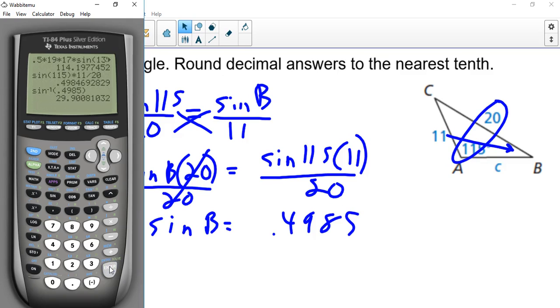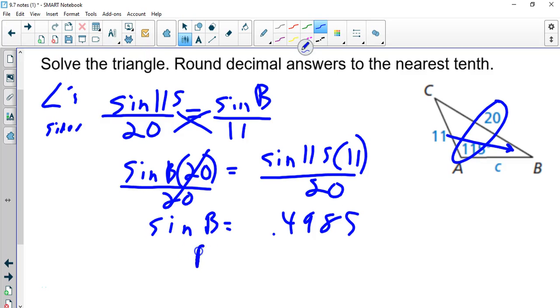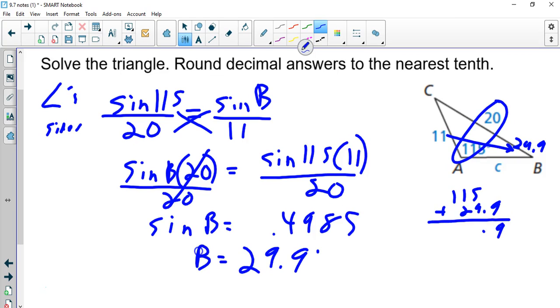And it says round to the nearest tenth. So B is 29.9 degrees. That's this angle right here. Okay? Well, we can find C now, because if we add 115 plus 29.9, we get 144.9. If we subtract 180 minus 144.9, we get 35.1. So we know this is 35.1.